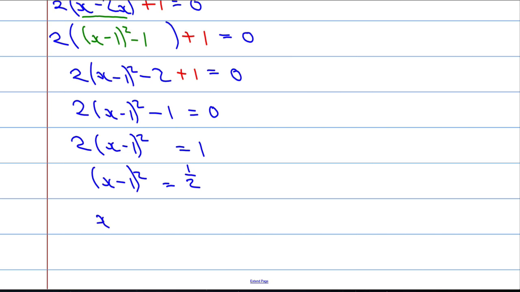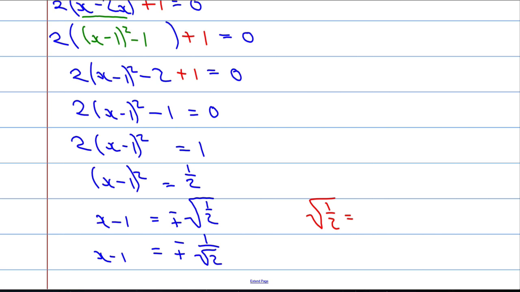Then we're going to take the square root. The square root of a half is going to be plus or minus the square root of a half, which is the same as plus or minus 1 over root 2. Now remember, the square root of a fraction is the same as the square root of the top over the square root of the bottom, so I'll just write that over this side. Root 1 over 2 is the same as root 1 over root 2, and the square root of 1 is 1. So just in case you were wondering where this has come from, that's what's happened.